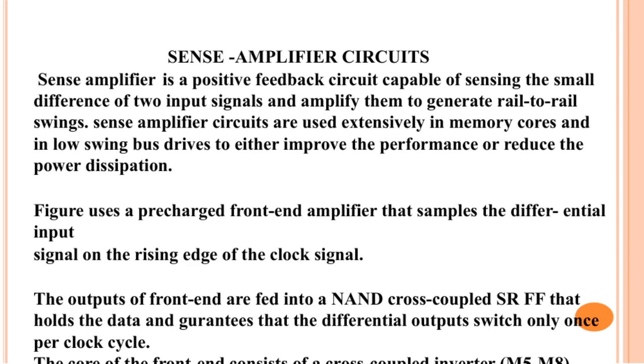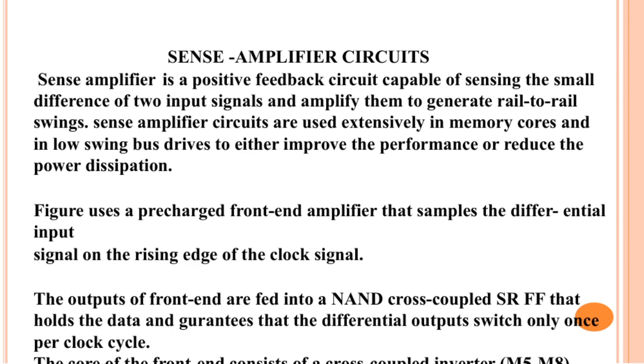The figure illustrates a design that starts with a precharged front-end amplifier. This amplifier samples the differential input signal on the rising edge of the clock, ensuring precise timing. Then, the outputs from this front-end feed into a NAND cross-coupled SR flip-flop. This flip-flop holds the data stable and guarantees that the differential outputs only switch once per clock cycle, preventing erratic behavior.